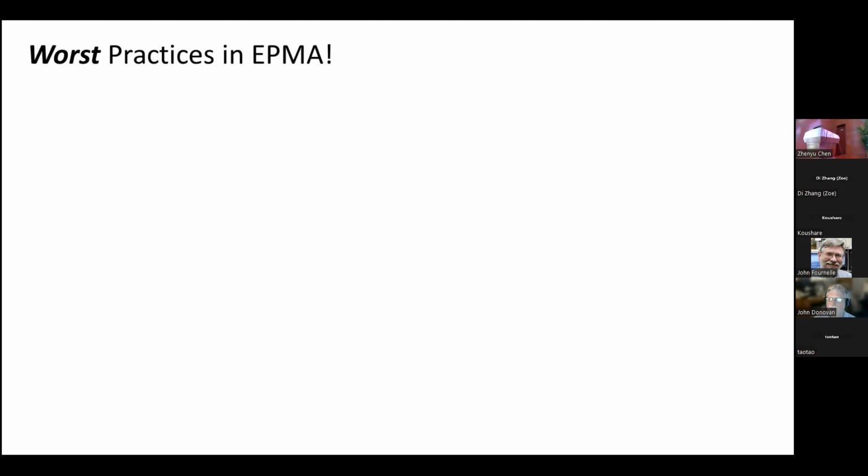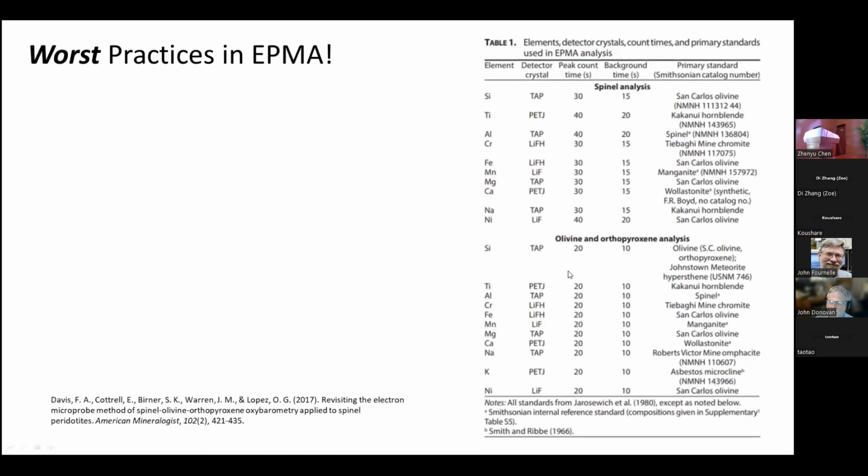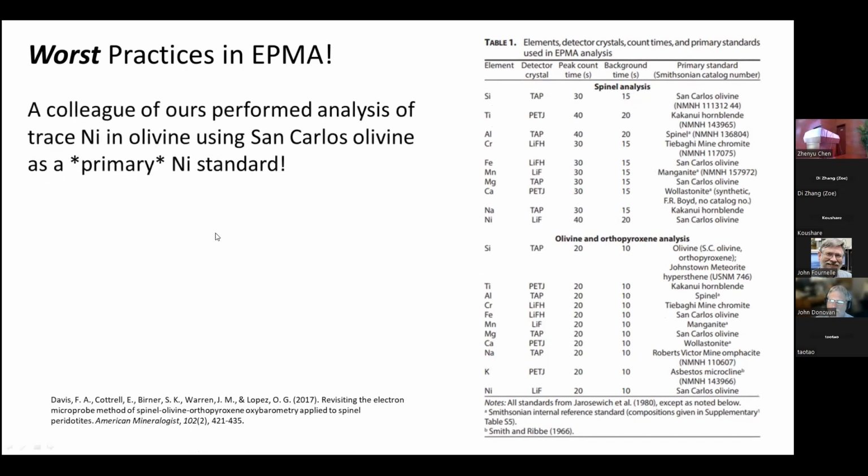Here's an example from the recent literature that I would consider to be one of the worst cases of EPMA. This is a paper that was published in 2017, and you'll notice they very nicely report the elements they're analyzing for, the crystals they're using, and what standard they're using. And you'll notice something. This person performed trace element analysis of nickel in olivine using San Carlos olivine as a primary standard.